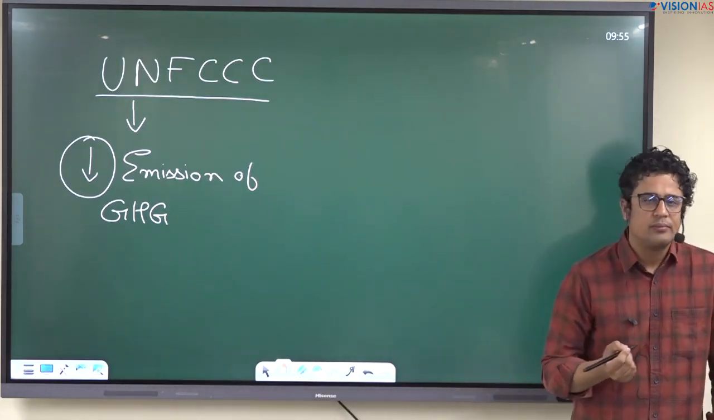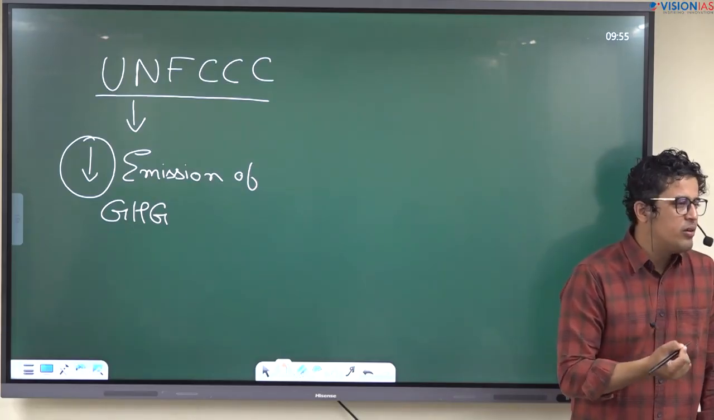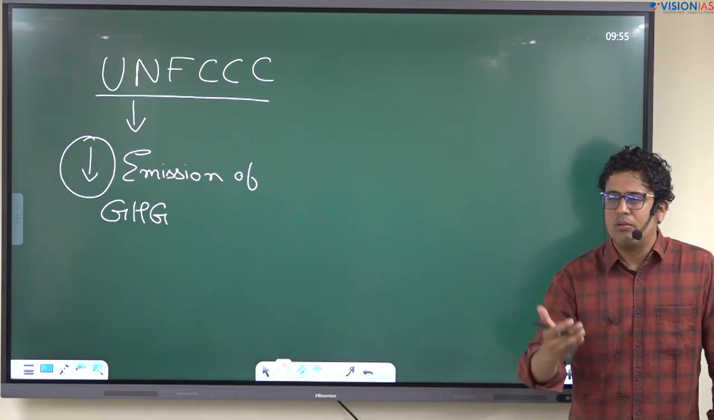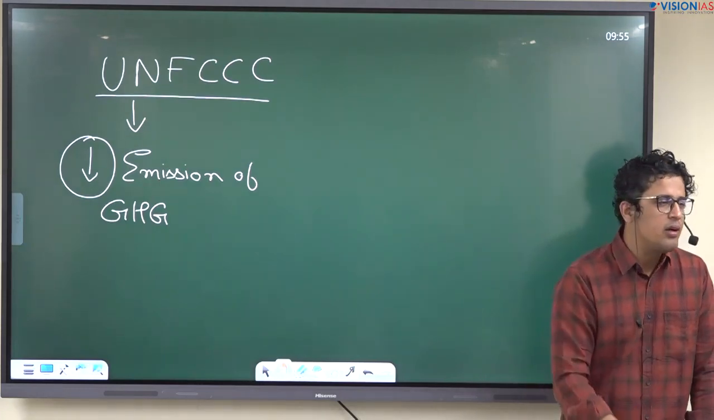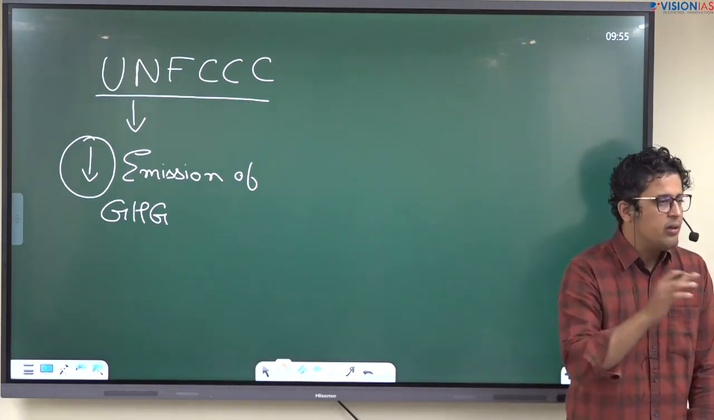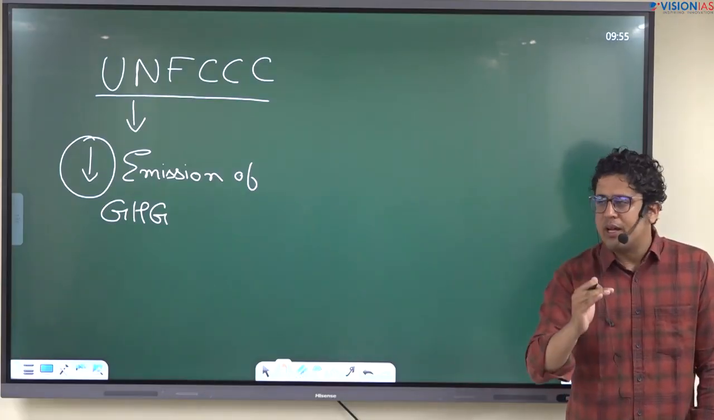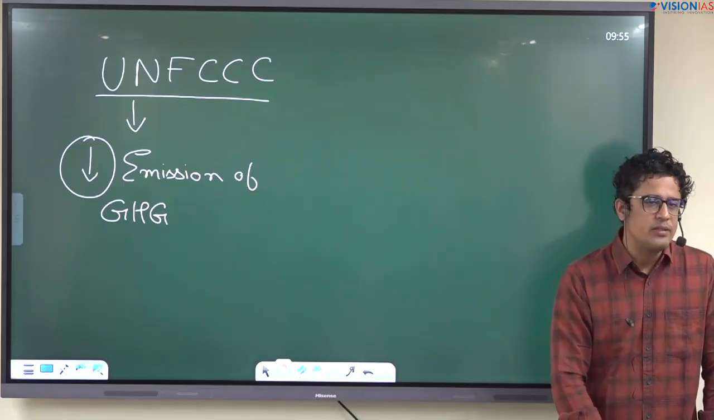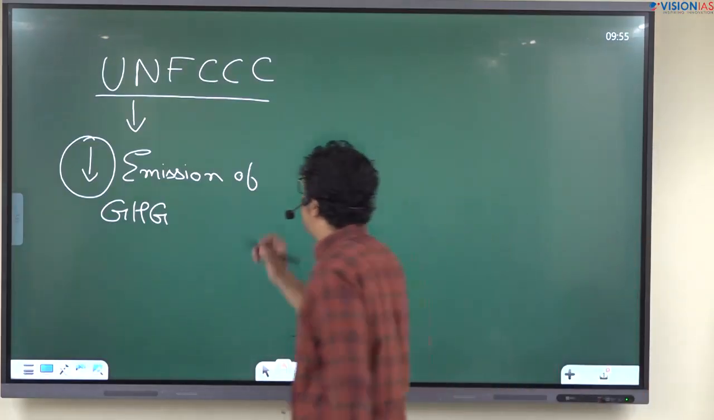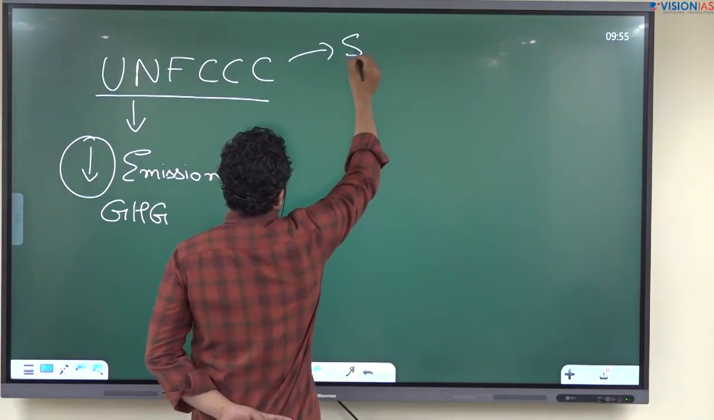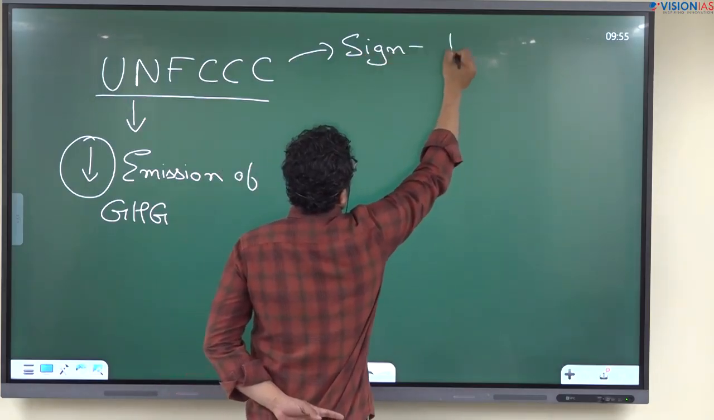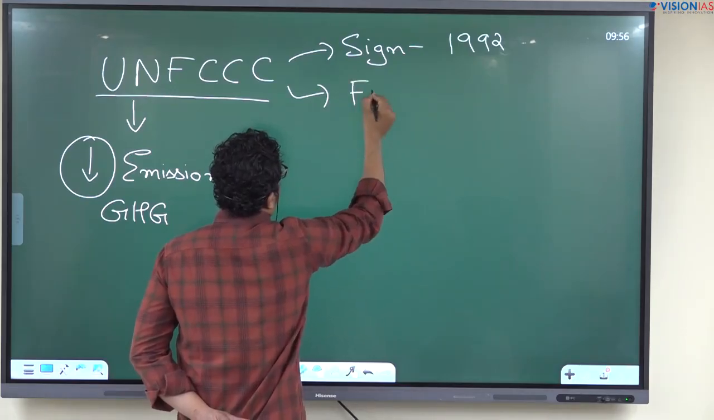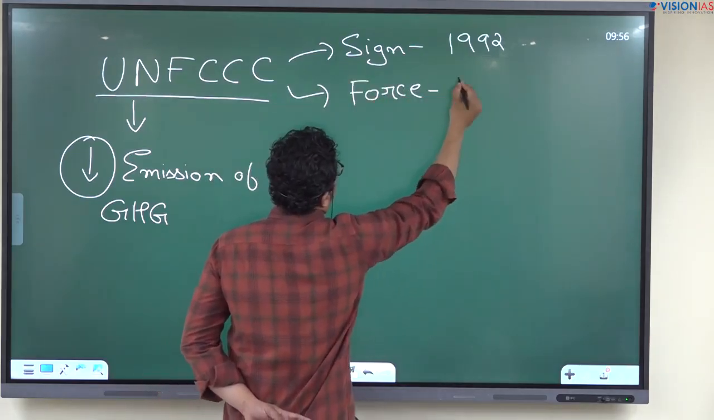Why? What can greenhouse gases do? Global warming. You bring down their emission, global warming will come down. You can control the climate change. So they have a straightforward goal: reduce the emission of greenhouse gases. By this, we can control climate change. The UNFCCC agreement was signed in 1992. The agreement came into force in 1994.